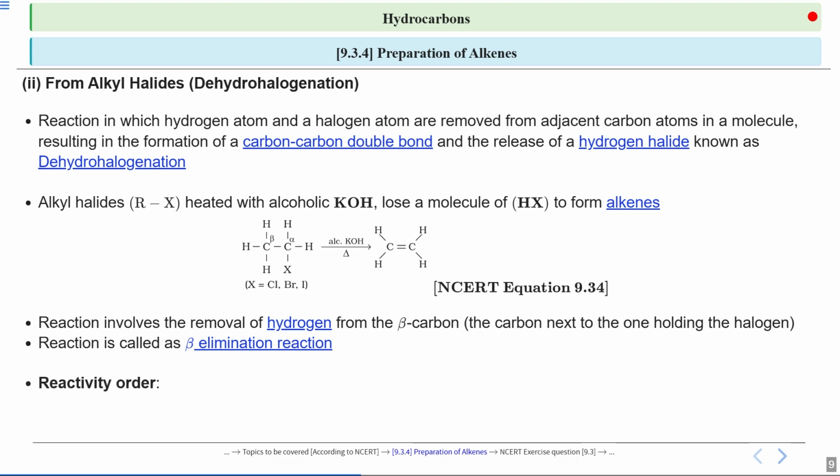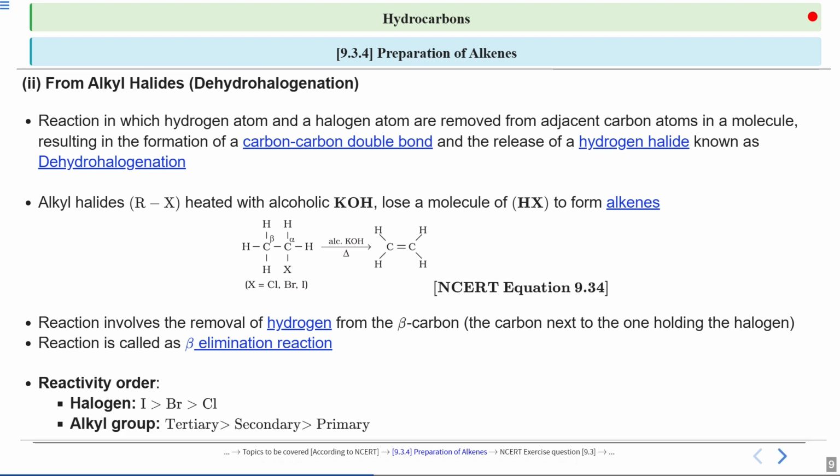Got it? Now, what is the reactivity order? It is seen that halogens are less reactive as we increase the electronegativity. So, iodine is the most reactive one. So basically, if your alkyl halide is containing iodine as the halogen, then it is the most reactive. Then comes your bromine and lastly comes your chlorine.